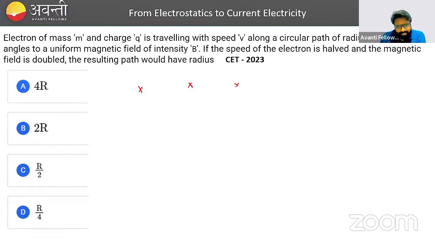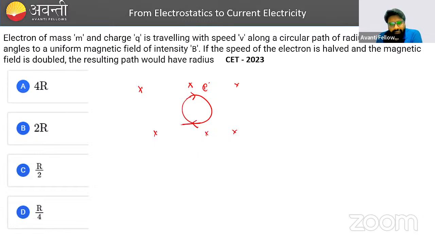So let's say this is the magnetic field. An electron is moving like this. Although the direction of movement will be opposite, this is the circular loop. And if the electron is moving in this way, the force it will experience is in this way. V cross B is up. V should be in this direction.